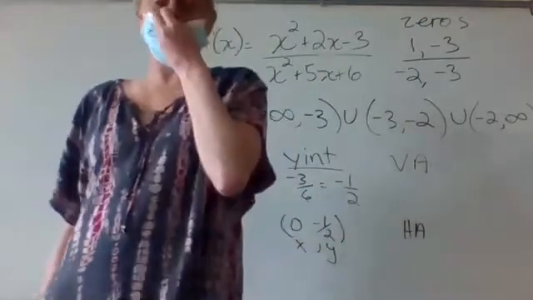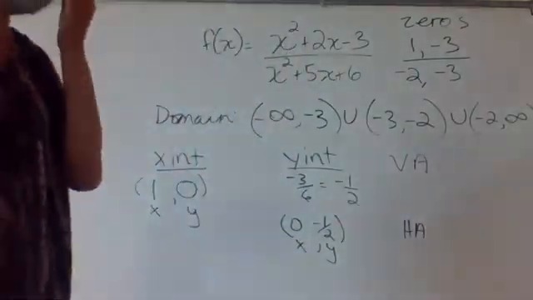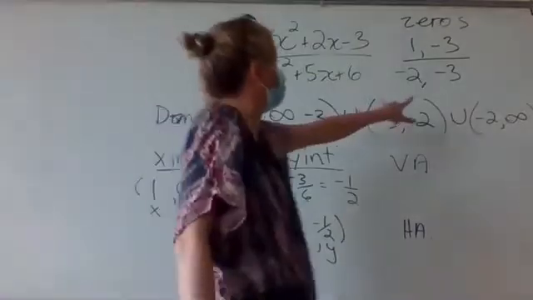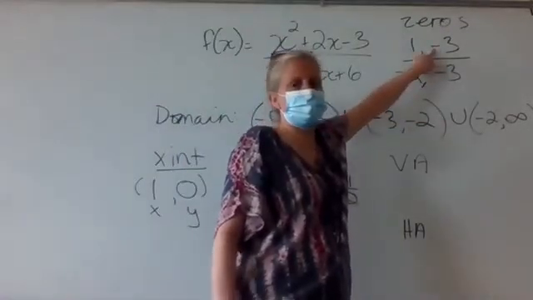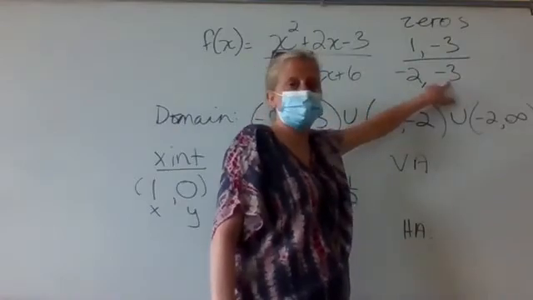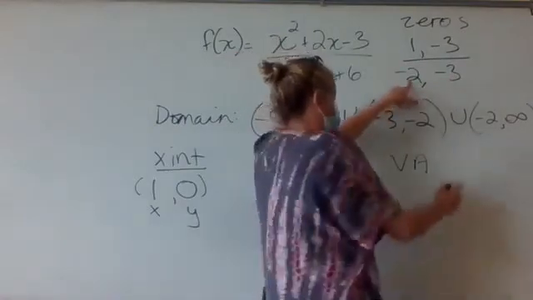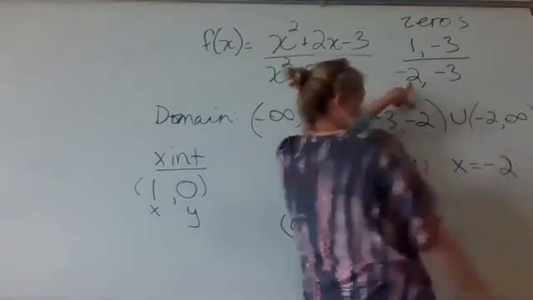Then the last part is going to ask you about the vertical asymptote and the horizontal asymptote. The vertical asymptote comes from zeros of the denominator that are not also zeros of the numerator, which means -3 does not create a vertical asymptote, only -2 does. So x equals -2.